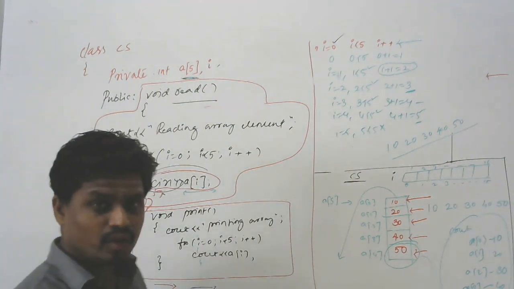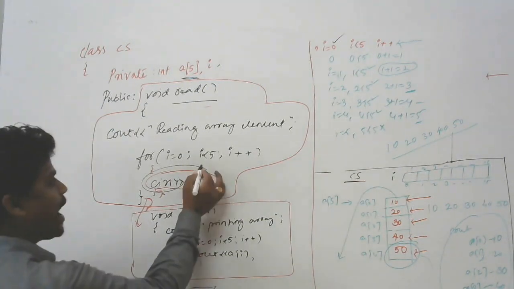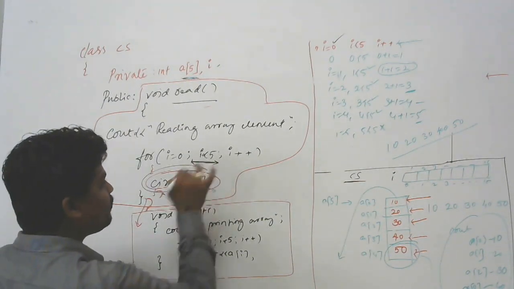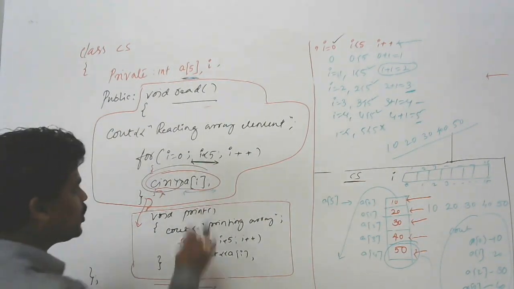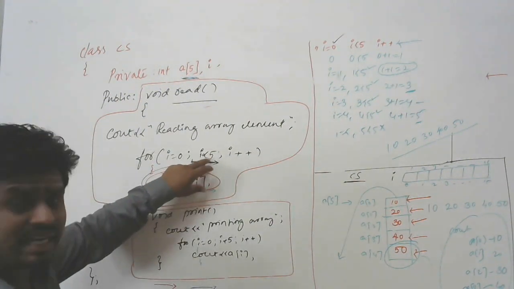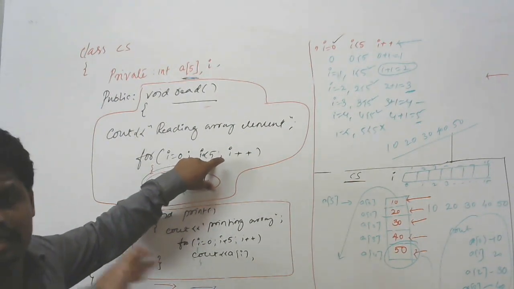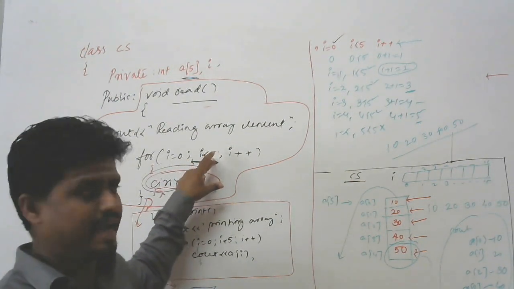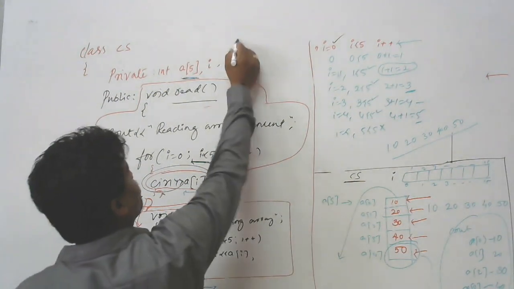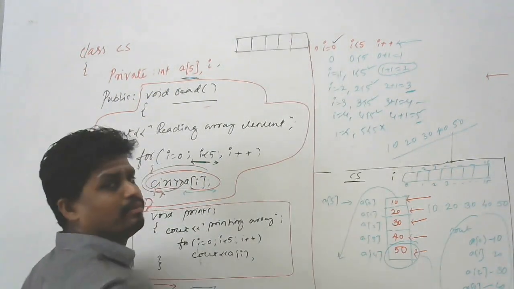Okay, this is how we read and print. And I have told you why I have mentioned 5 here, and why not n. Because when you initialize a variable here, you are directly telling the compiler there are 5 memory blocks. There are 5 blocks.